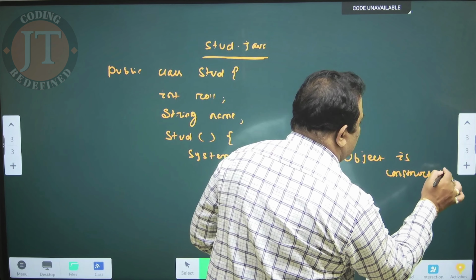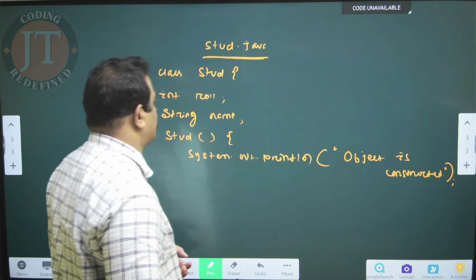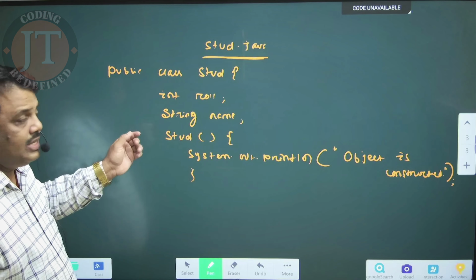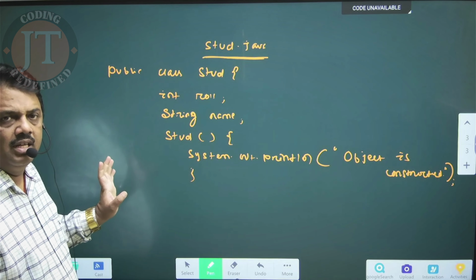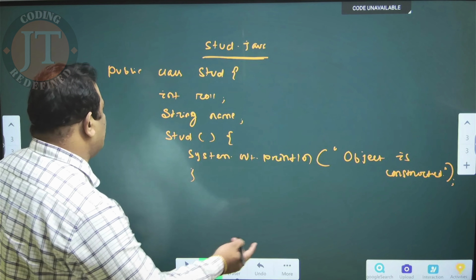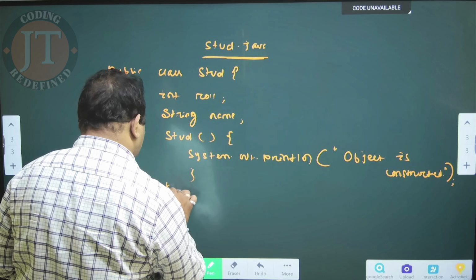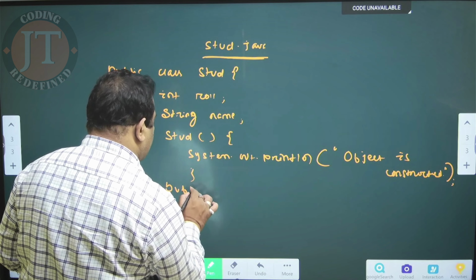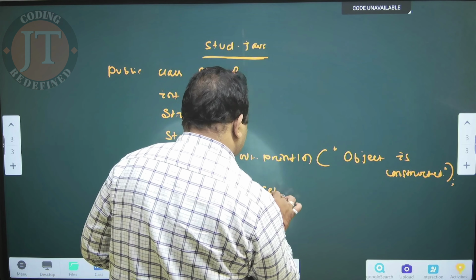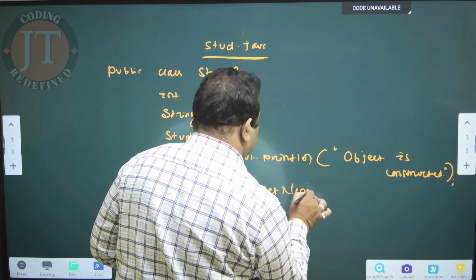I just write here, object is constructed. Now, I want to inject the value into the instance variable. I can do it with the help of what? Setter method. What can I do here? Public void setName.